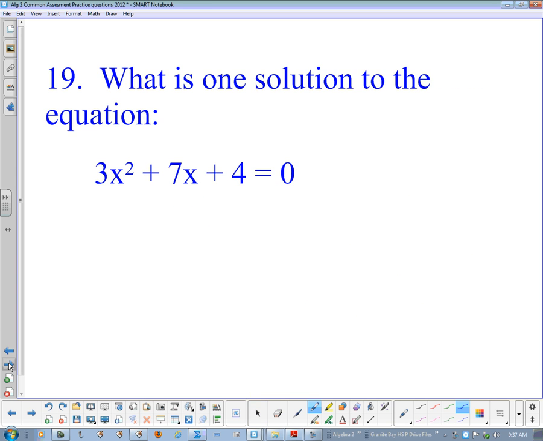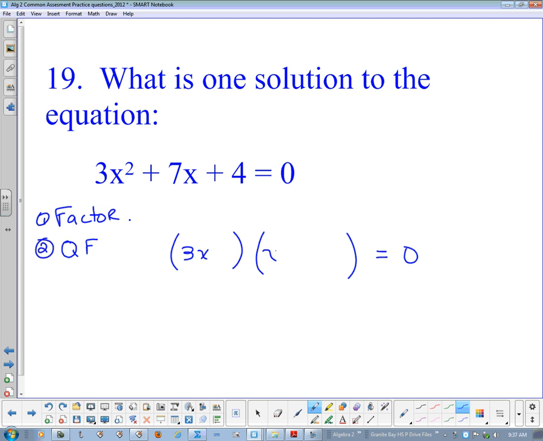Moving ahead. Number 19. What is one solution to this equation? So I would try to factor it. If it's not factorable, then we can go to the quadratic formula. So first try to factor, then we can try the quadratic formula if that doesn't work. Okay, factor. How about we go 3x and x? Any ideas? Plus 4, plus 1?